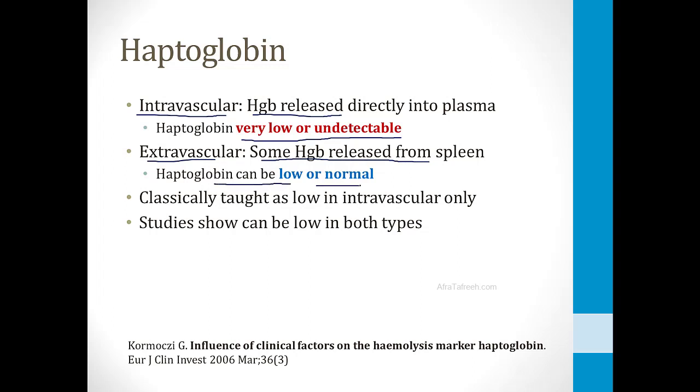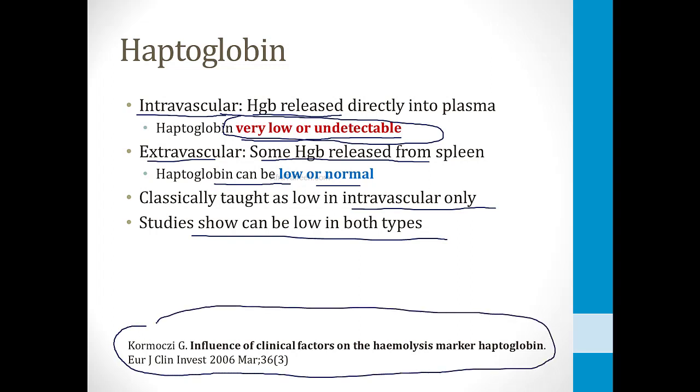Now classically, haptoglobin is taught as a marker of intravascular hemolysis only, meaning that the level gets very low when there's intravascular hemolysis. You should know, however, that studies show it can be low in both types. I've listed a review article down here on the bottom of the screen if you want to read more about this. But haptoglobin levels can fall in both intravascular and extravascular hemolysis. However, they get much lower or sometimes even undetectable in intravascular hemolysis, and that should make sense to you because the hemoglobin is being released directly into the plasma where the haptoglobin has to soak it up so it can be excreted by the liver.